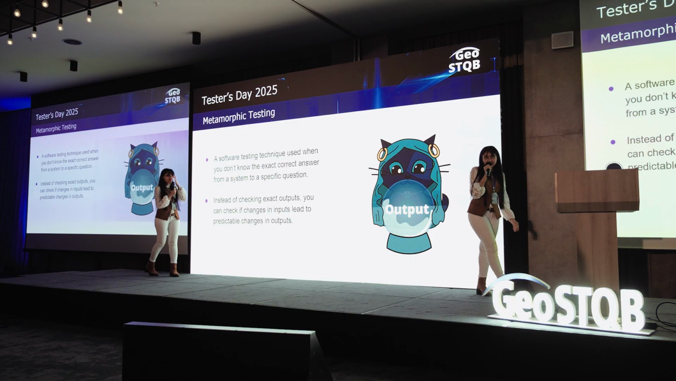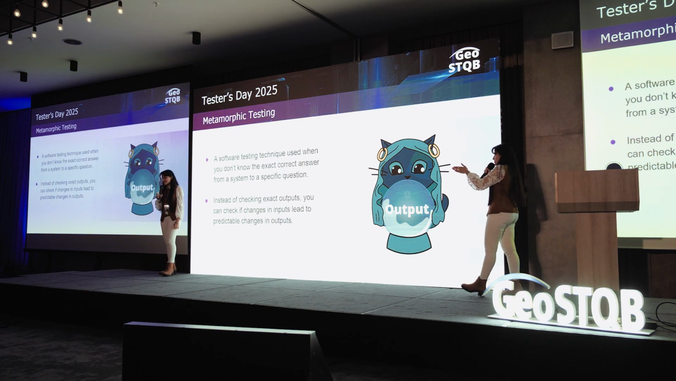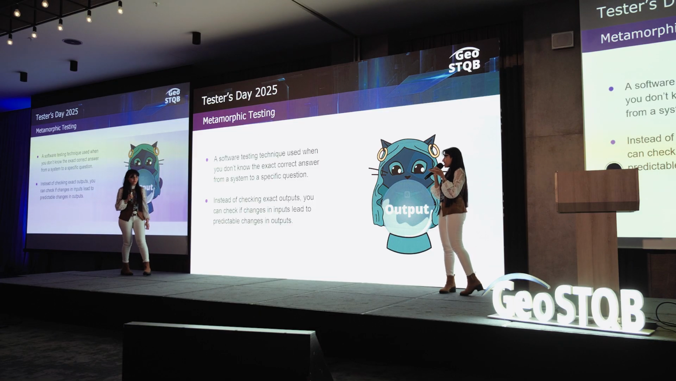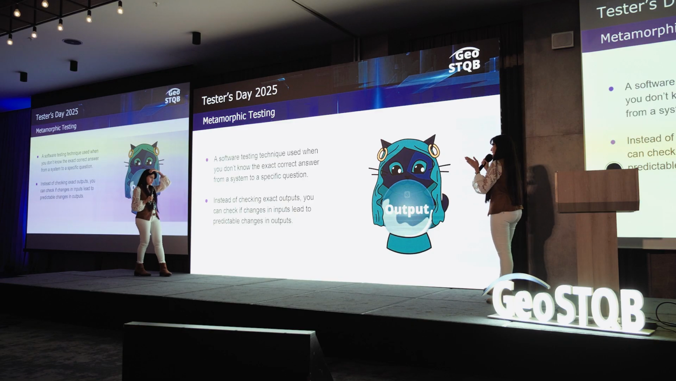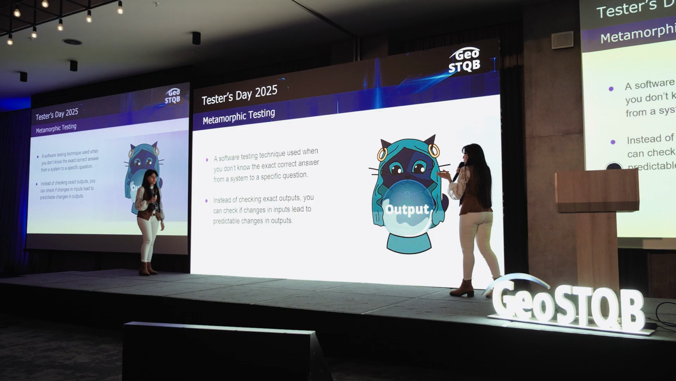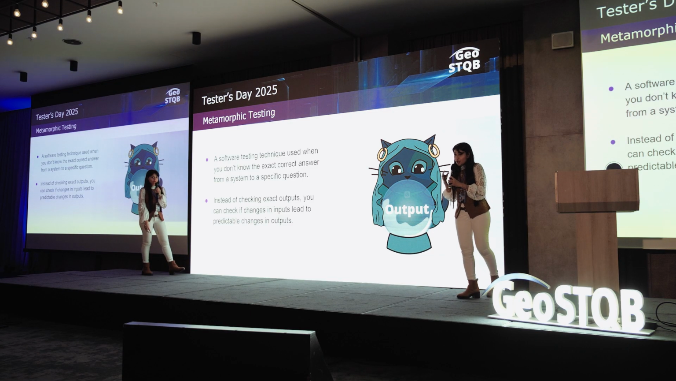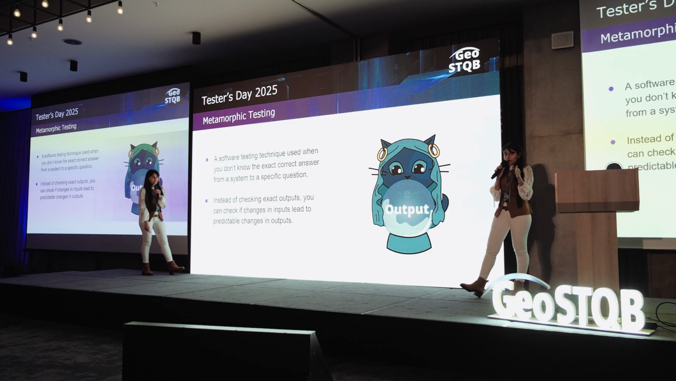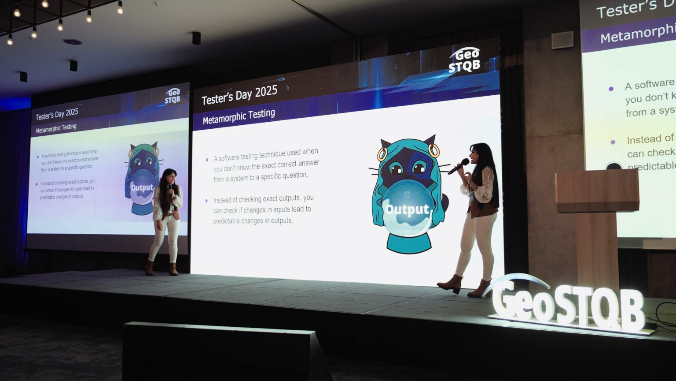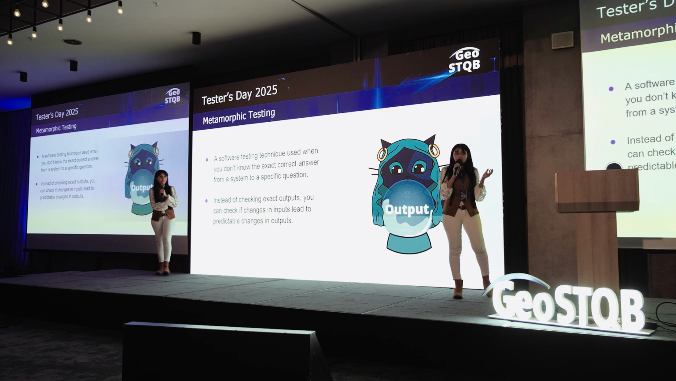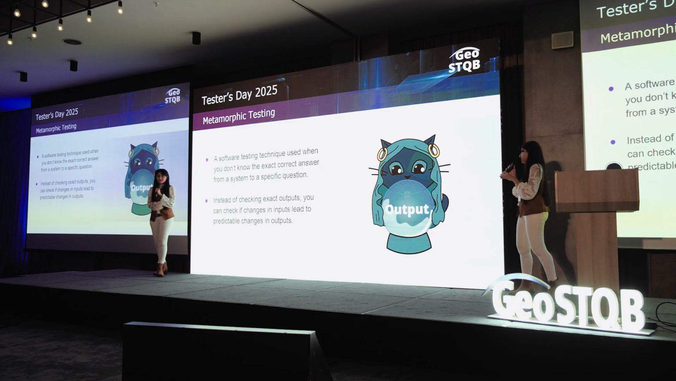The idea of metamorphic testing is that it can predict the output. As my sister mentioned, there are not always accurate outputs. So the main idea is that this technique is used when we don't know the exact correct answer. Instead of checking the exact output, when we input the data, we make some small changes to the input, and according to that, we can predict the output.